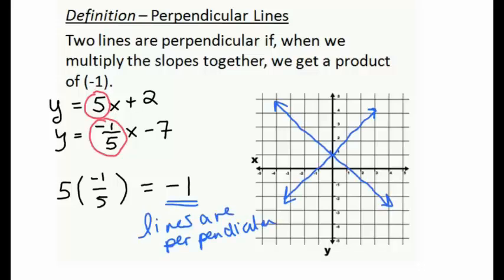Now, perpendicular means that our lines intersect at a 90-degree angle. I want to make it very clear here that the two lines that I've drawn in this chart are not the two lines that I have here. The two lines over here are just meant to illustrate what it means to be perpendicular.